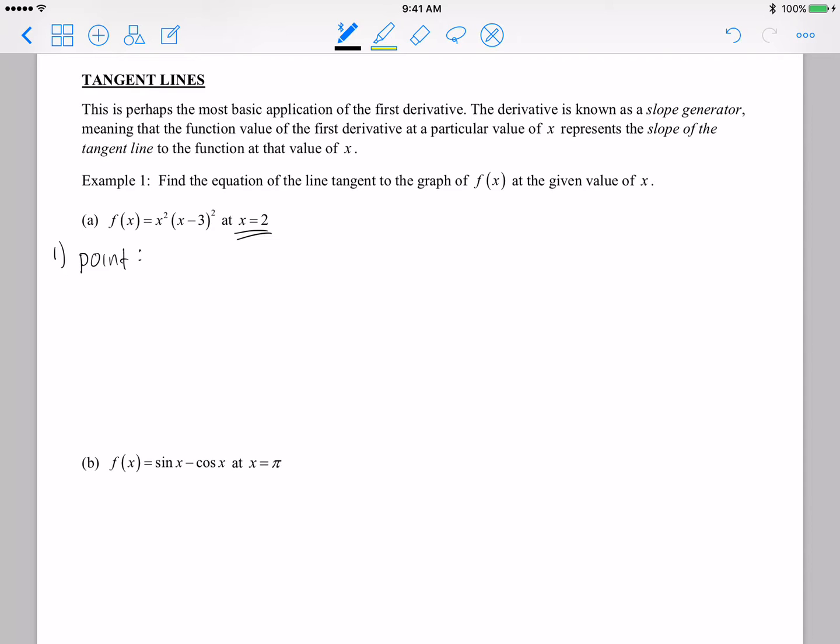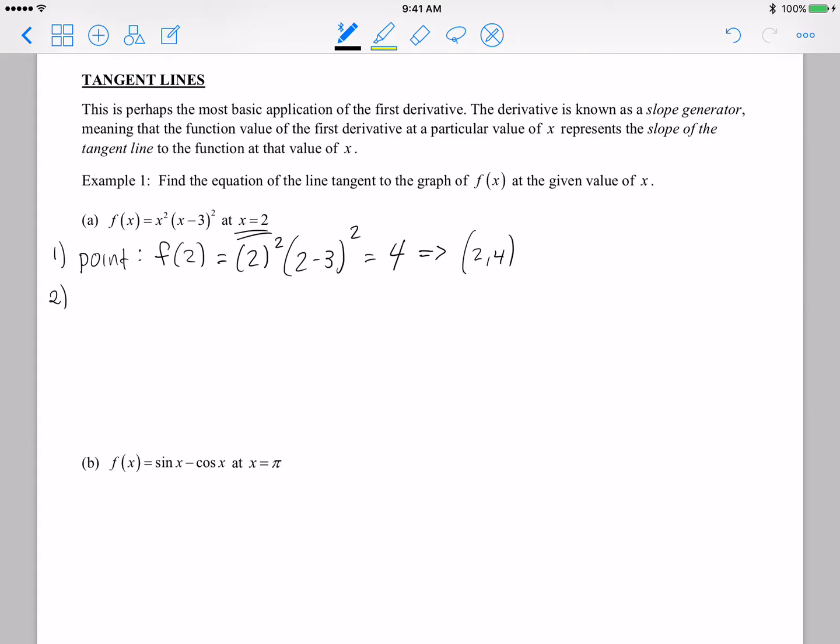In order to find the y coordinate, I'm going to do what I did in Algebra 1. I'm going to take x and substitute it into the function. So that's going to say f of 2, which is going to be 2 squared multiplied by 2 minus 3 squared. And if you do the arithmetic there, you're going to get 4. So what this means is that my equation for the tangent line passes through the ordered pair (2, 4).